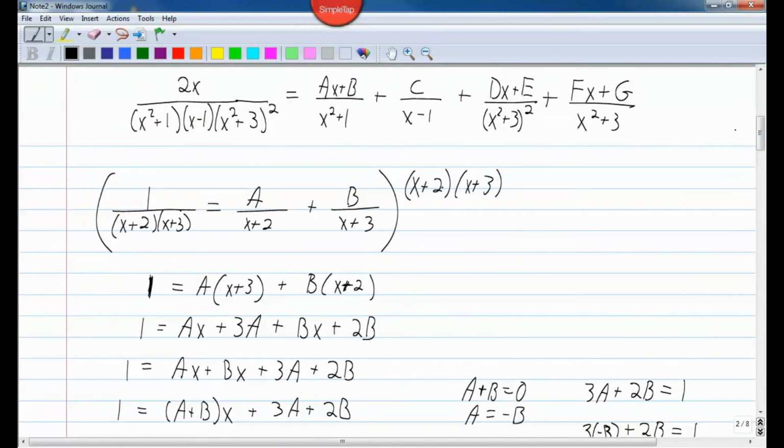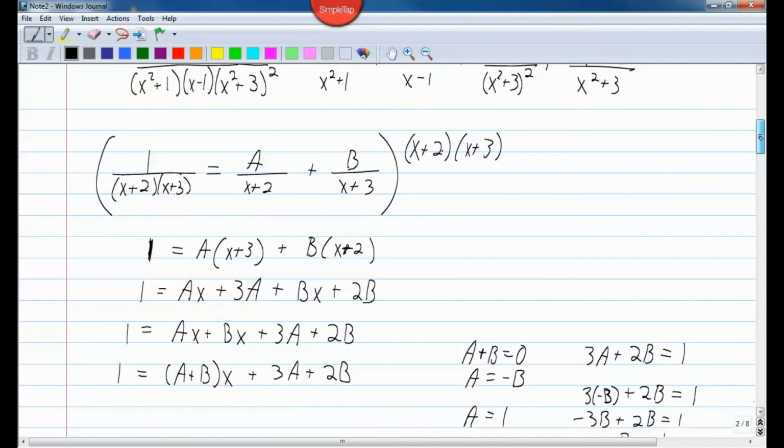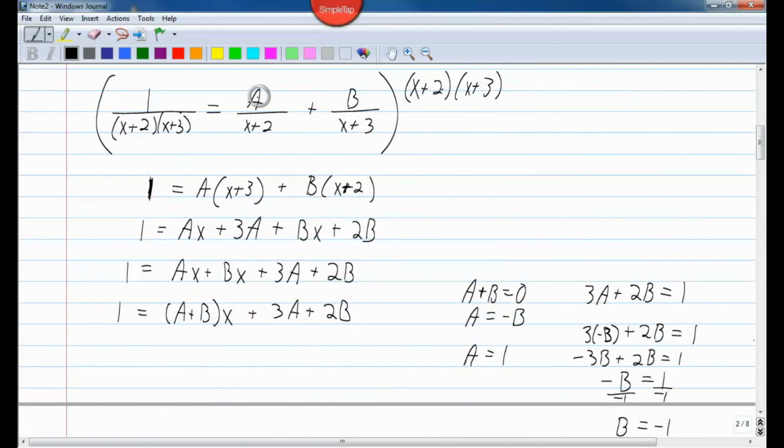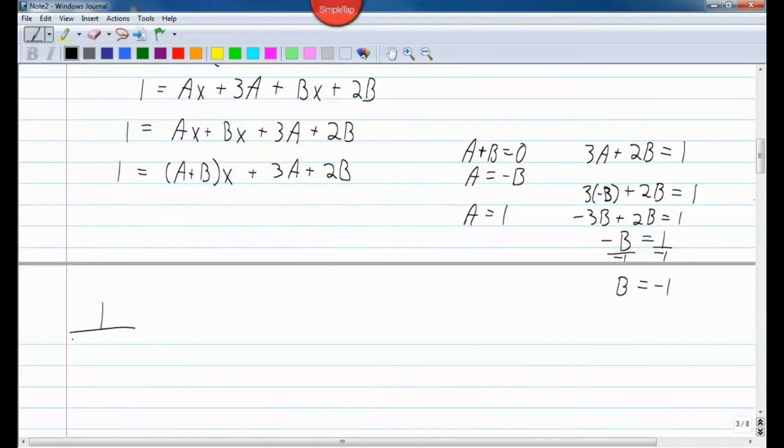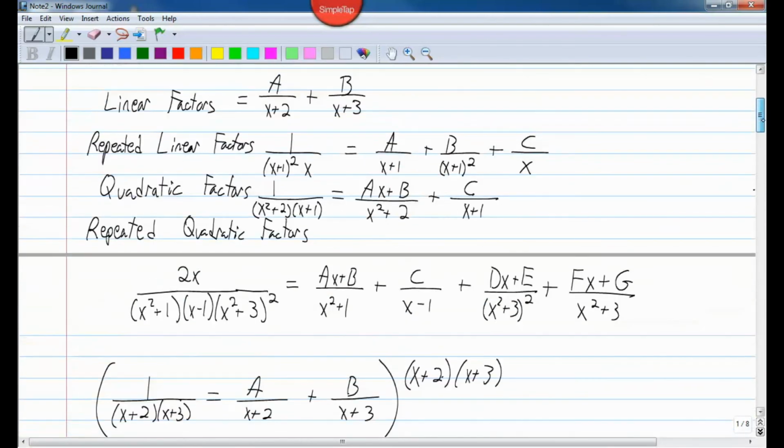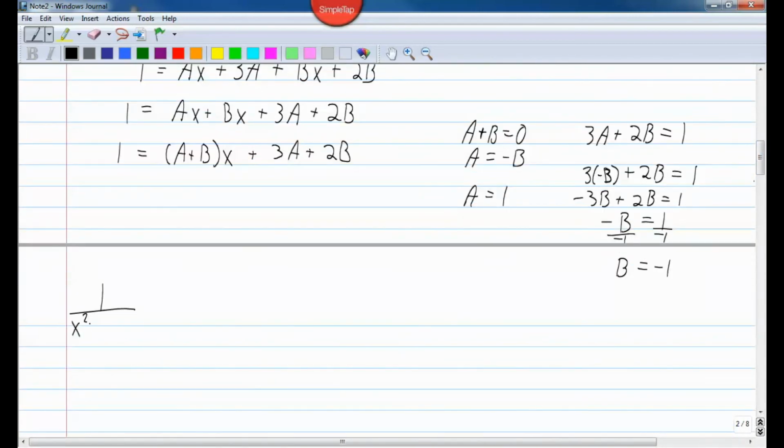So go up here where I have this written. And so this right here I can now rewrite with numbers in here. Just this right side. So a is positive 1, b is negative 1. So that 1 over x squared, what was it, x squared plus 5x plus 6 is equal to 1 over x plus 2 and plus negative 1 over x plus 3. Or you could write that as 1 over x plus 2 minus 1 over x plus 3.